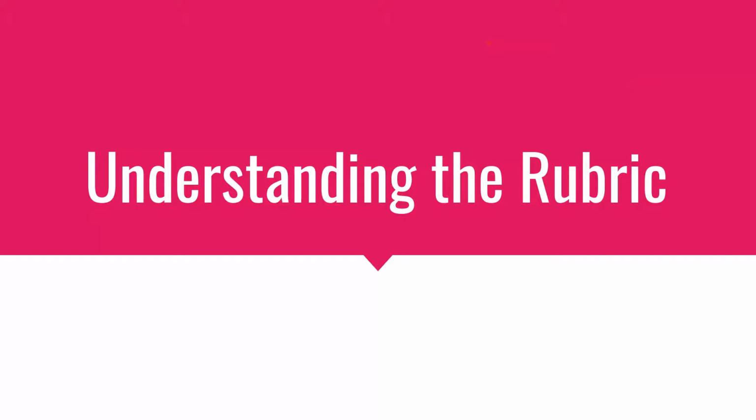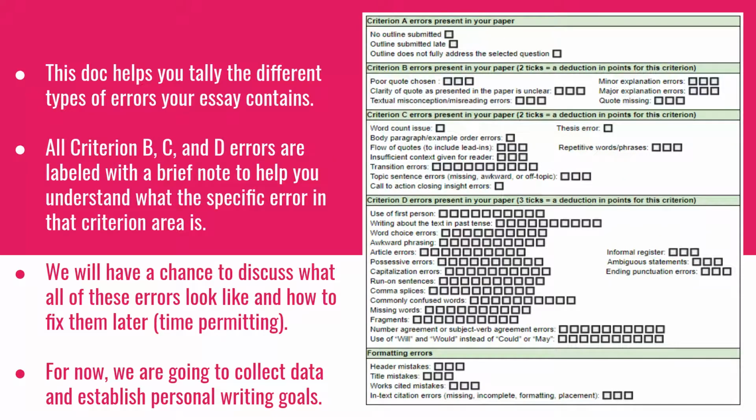Okay, so first let's talk about understanding the rubric. This is the back page of the rubric, which I'll go over in more detail in a minute. Basically, this document is designed to help you tally the different types of errors that your essay contains. So, for example, if I went through my essay and found that I had awkward phrasing, there's a box here for you to tick off every single time. Then you can say, well, I had, let's say, 6 awkward phrases, but when it came to word choice, I only had 2. So as far as prioritizing is concerned, I should focus on fixing my awkward phrases and then focus on my word choice errors.